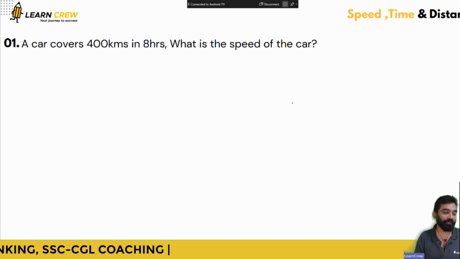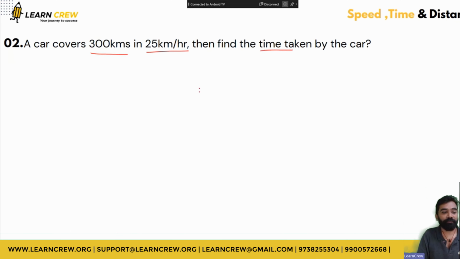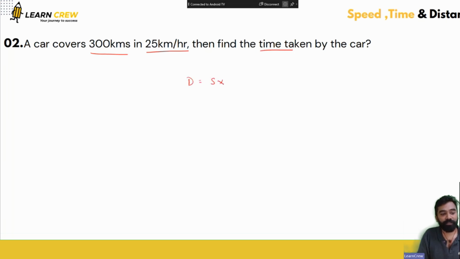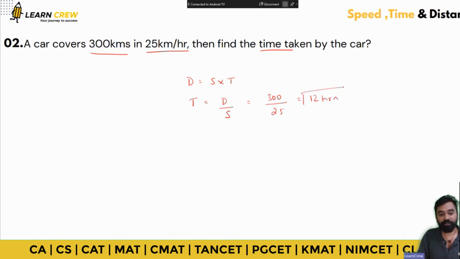Okay, let's make it better. A car covers 300 kilometers at 25 kilometers per hour. Then find the time taken by the car. Now your distance is given and your speed is given. They're asking to find the time. So distance equal to speed into time. So they're asking you to find time. So time is equal to distance by speed. So distance is 300 kilometers divided by 25. 12 hours.